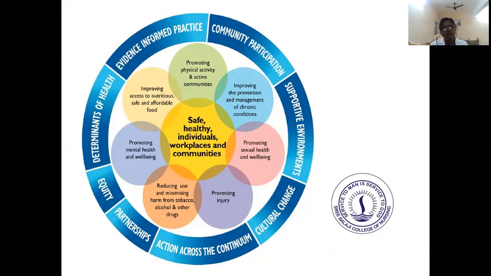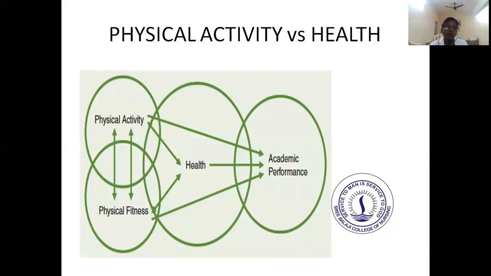Next components: supportive environments and cultural change, and action across the continuum, partnerships, equity, determinants of health. So these outer components are interacting with each other, mainly focusing on safe, healthy individuals, workplaces, and communities. We can see there are four oval-shaped circles there. They are all interrelated, mainly focusing on health, physical activity, physical fitness, and academic performance.